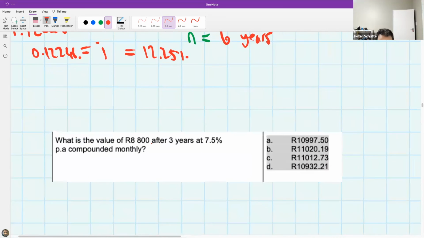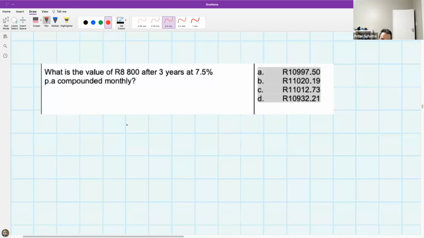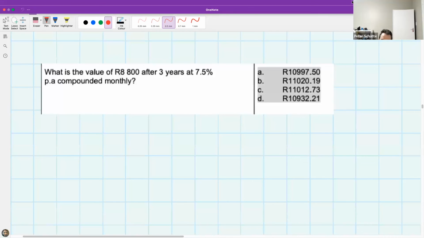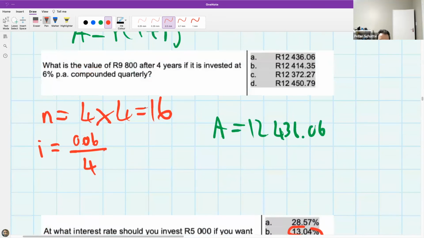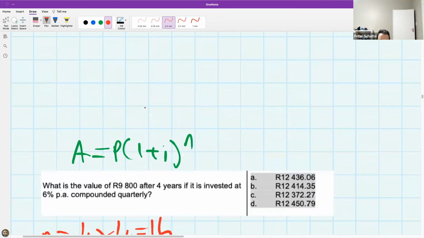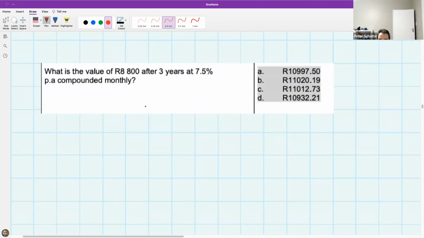What about this one? What is the value of 8,800 after 3 years at 7.5% compounded monthly? What do we think the answer to that would be? Oh, have we done that already? It feels familiar. Did I do this? That was 6%. Sorry, we haven't done that one. Can you do it?